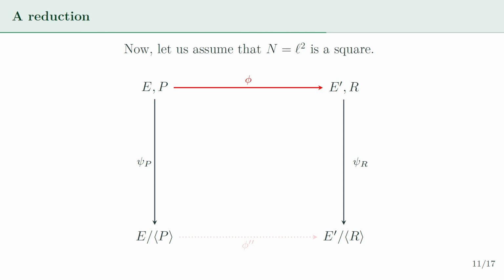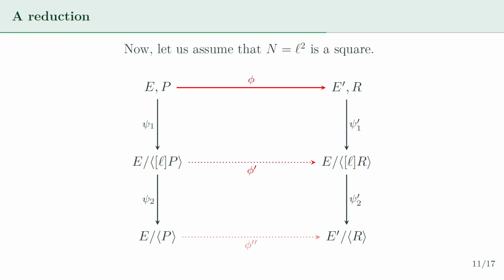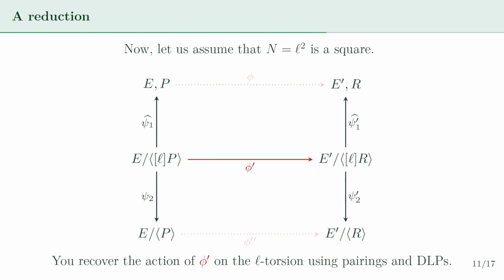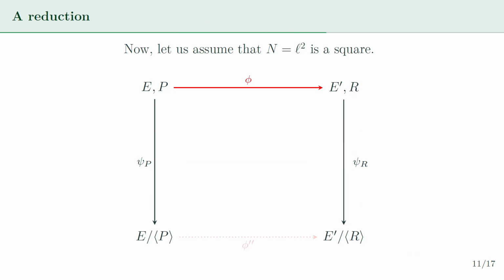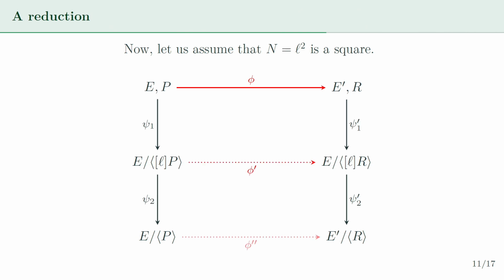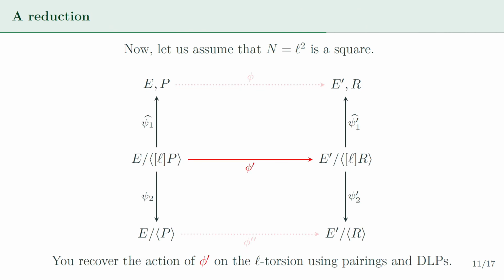It means you can, in fact, split your vertical isogenies into two. Then you get another parallel isogeny in the middle. And what happens is that if you flip the upper vertical isogenies, you now get information in two directions. So before you had information in one direction of order n, but now you have information in two directions, but of order square root of n.